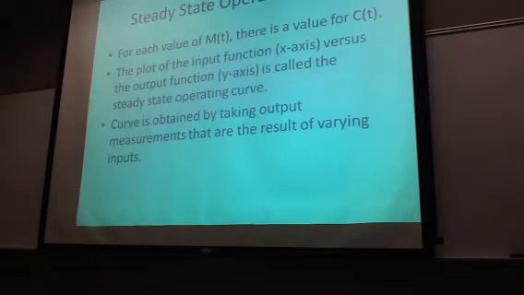Okay. Just a little bit more about the steady state operating curve. For each value of the input variable, there's obviously going to be a single output. To make the curve, we plot the input function on the x-axis versus the output on the y-axis, and that makes the curve. We obtain this by taking measurements at the varying inputs.